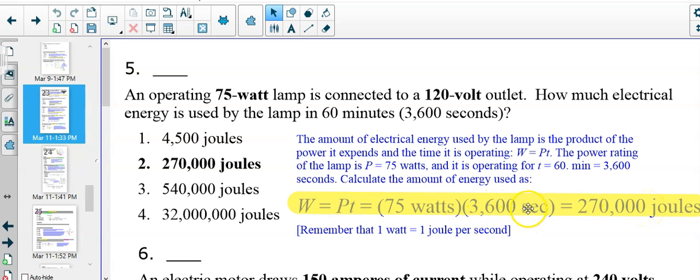This is very important: in this part you substituted time in seconds, not in hours, because you will get the incorrect answer if you put time in the wrong unit. All right, let's take a look at the next one.